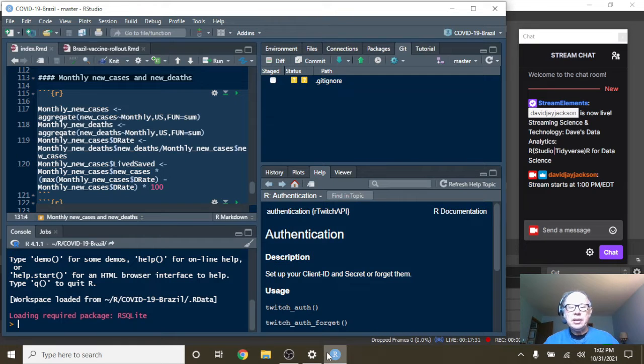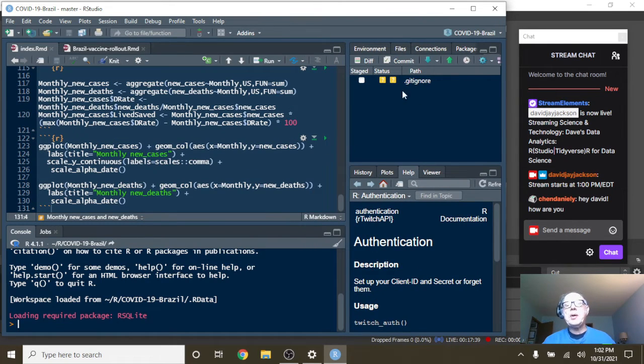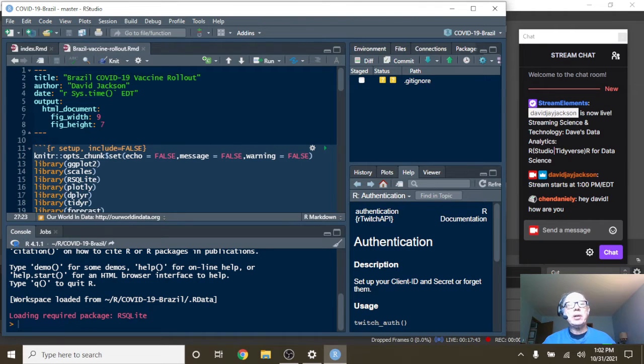Because this is Sunday, in addition to the daily COVID-19 analysis, you also get, at no additional charge, a vaccine roll report for the country also.